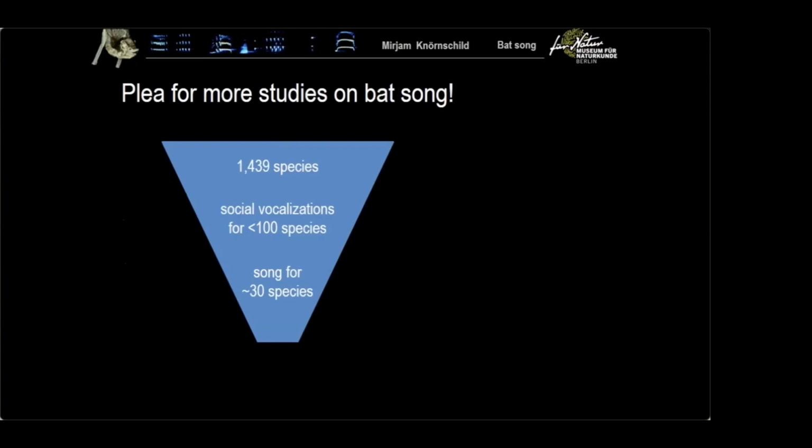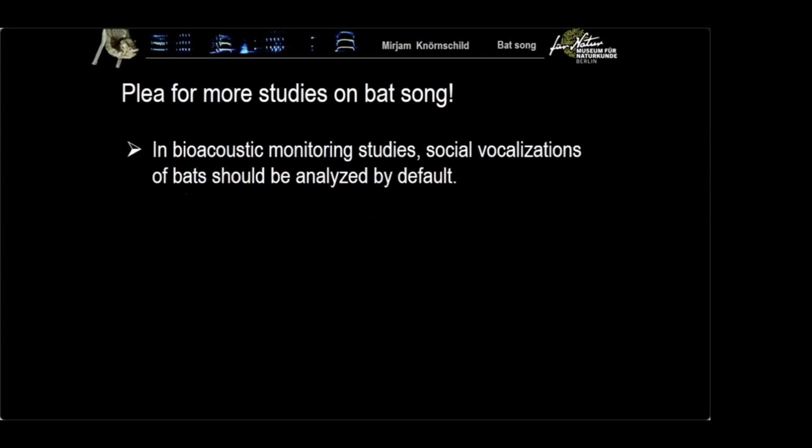But I don't want to show you any more Saccopteryx data. I'd rather end my webinar with a plea for more studies on bat song. I've shown you this very sad relation earlier, that we have so many different bat species and so little information on their social vocalizations and even less information on the species' song. And I really think we need more studies to fill that knowledge gap, because bat song is highly interesting.